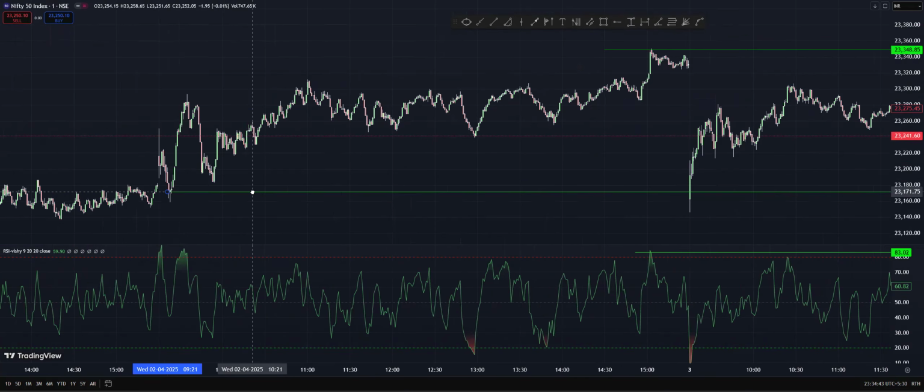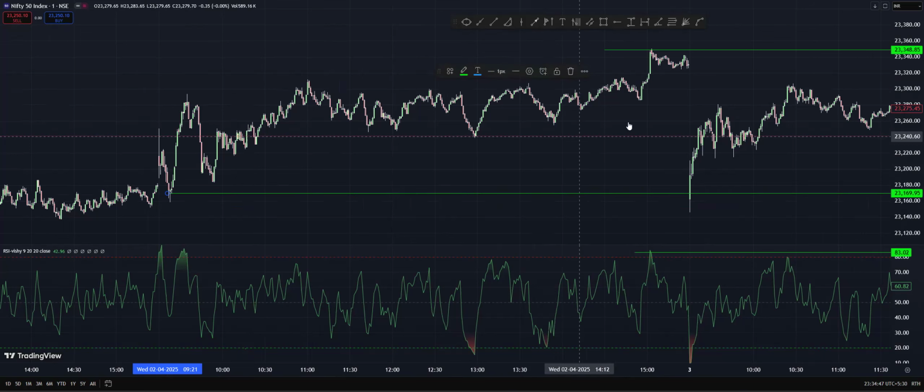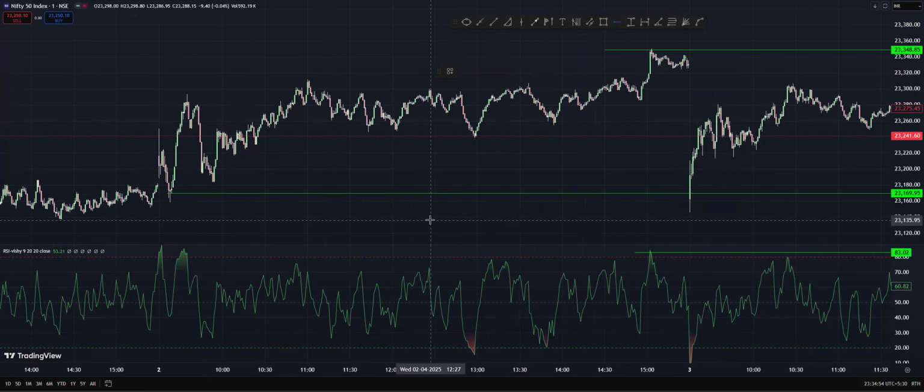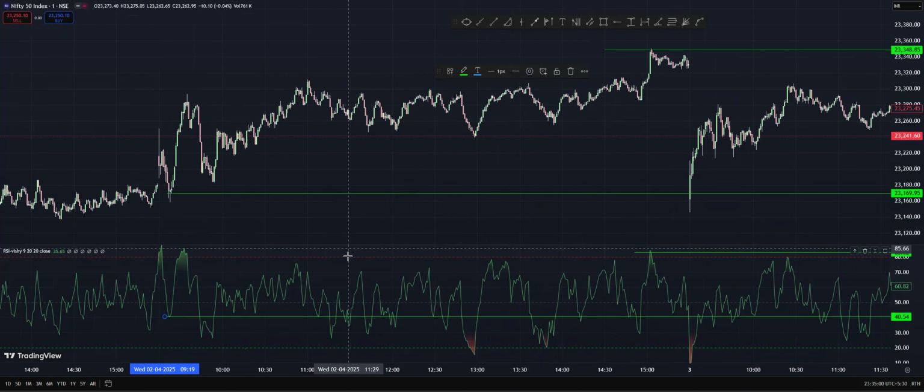I usually take the candle closes, not the lows, because RSI is calculated on the close price, right? So you take the same level and the RSI as well, this one. So this becomes my reference level.